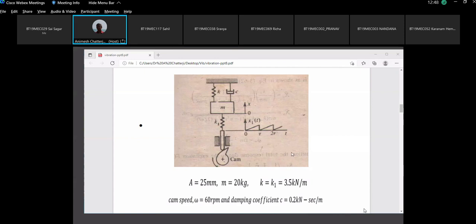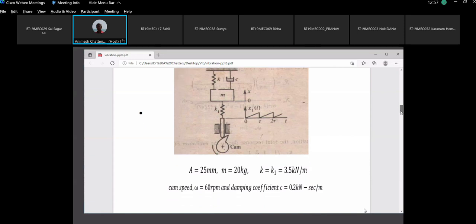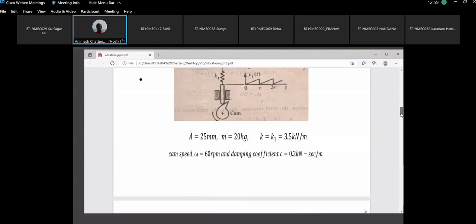ठीक है? Then I am stopping the discussion. Discussion करके there is no point having discussion when you are not interested. So let us solve the problem. ठीक है? Let us solve the problem.